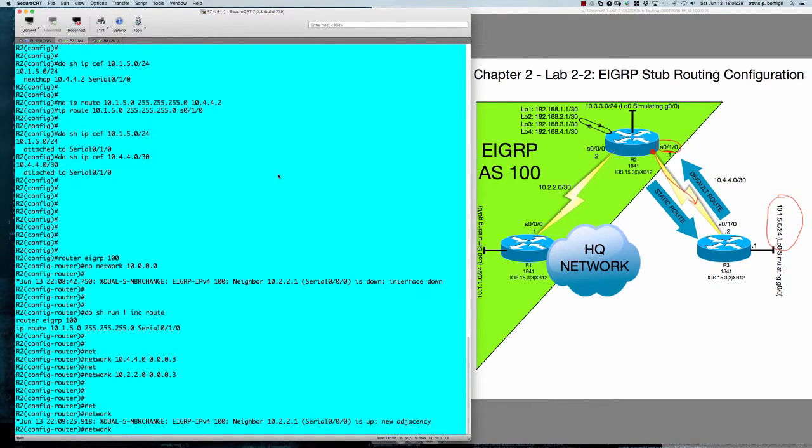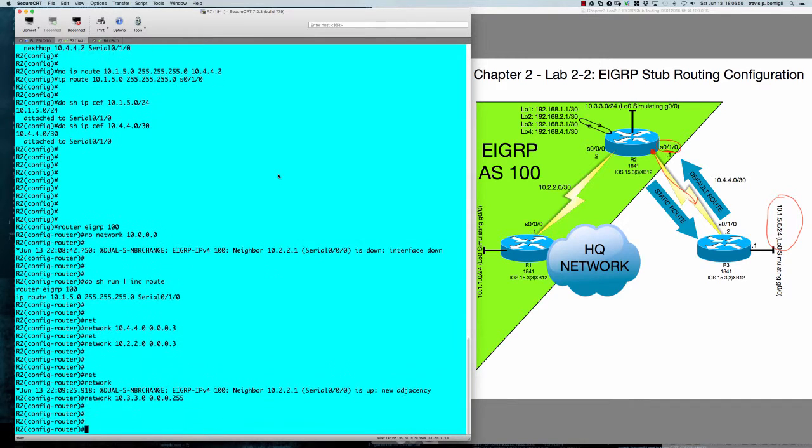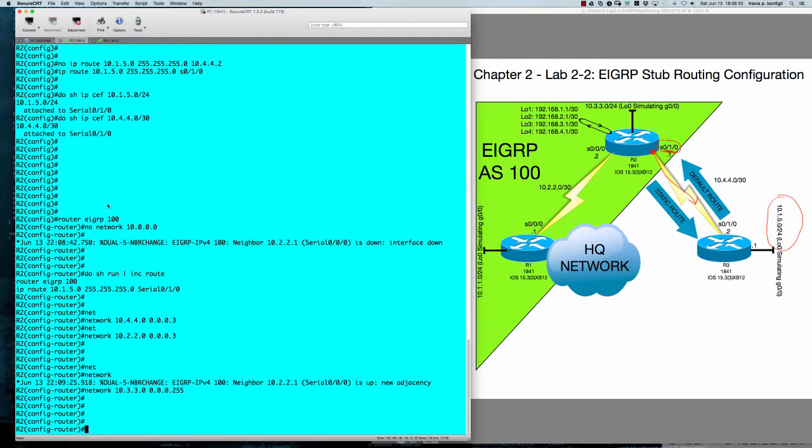And then let's originate the simulated loopback 10.3.3.0, and this is a /24, right? So now let's go back. We're still using the same construct, right? I'm using the outbound interface here. However, we've changed, and let's take a look, do show run section eigrp.